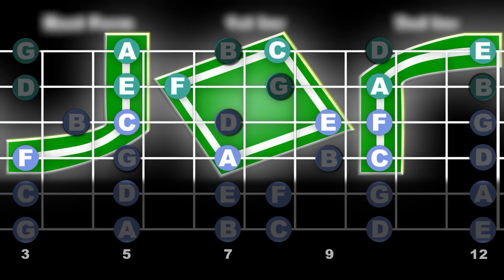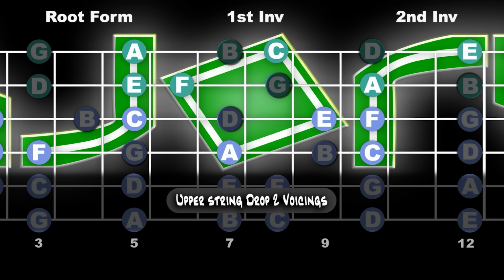Drop-2 is a way of organizing chord forms, a particular method of inverting chords, in this case, 7th chords. These major 7th chords form a symmetrical pattern.